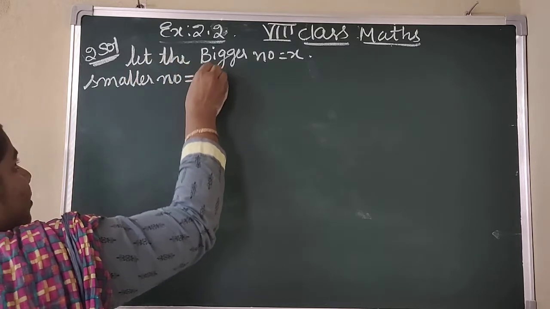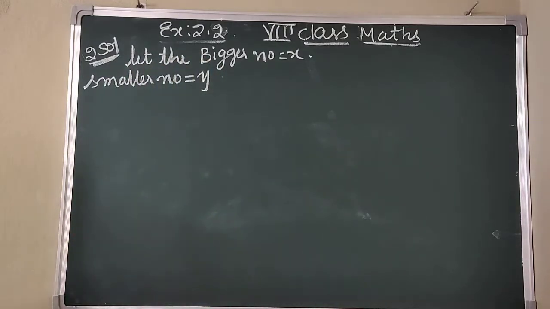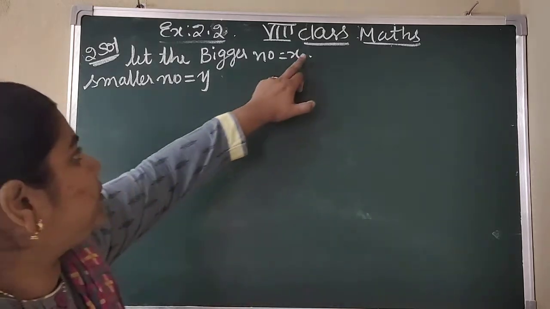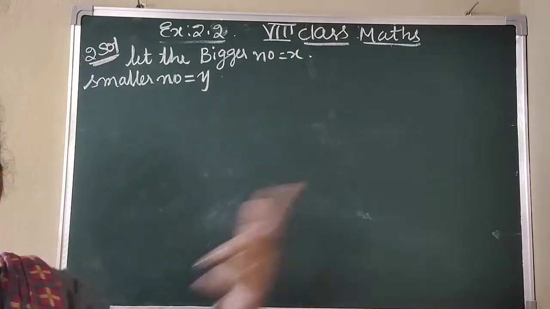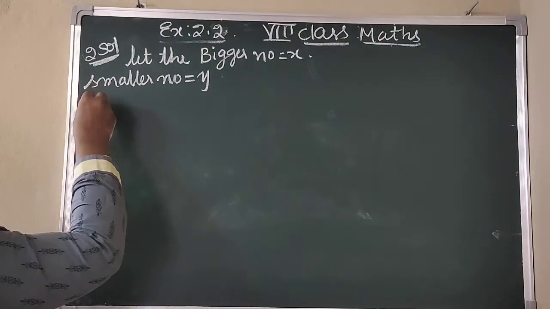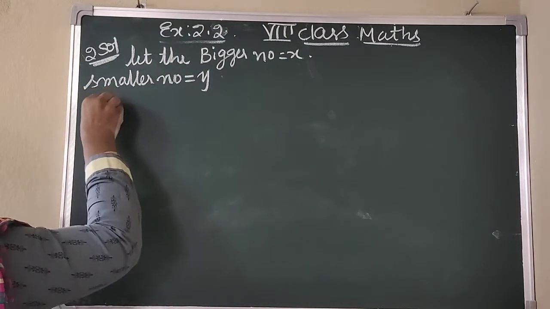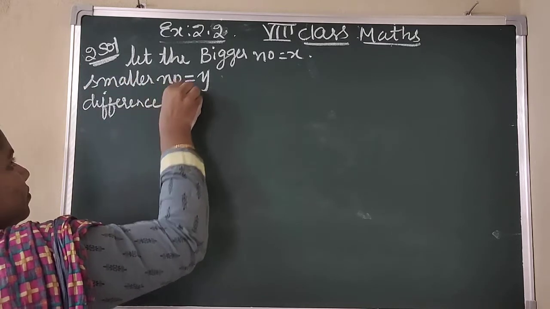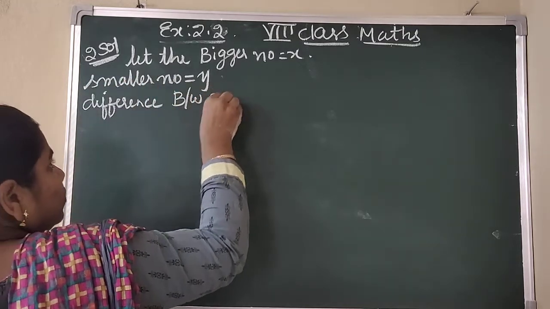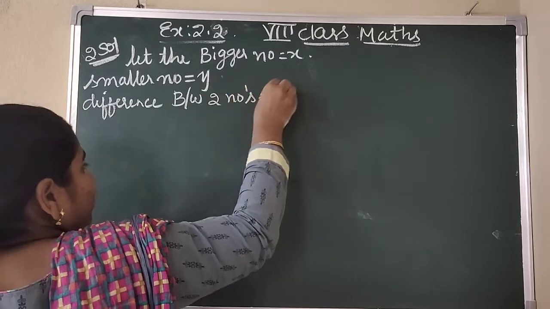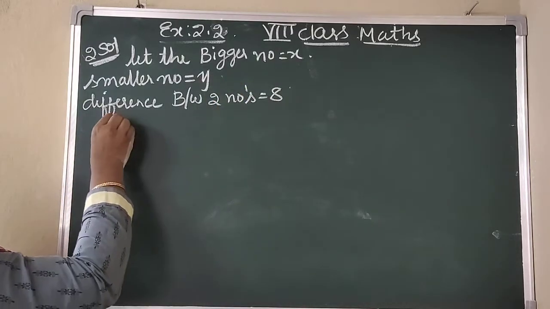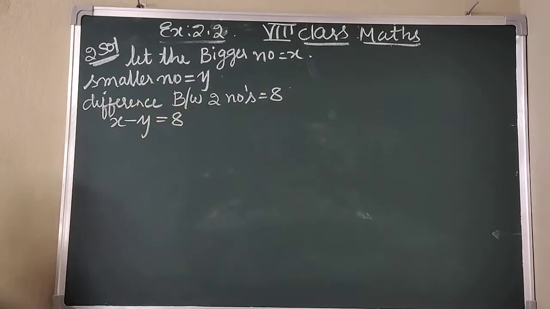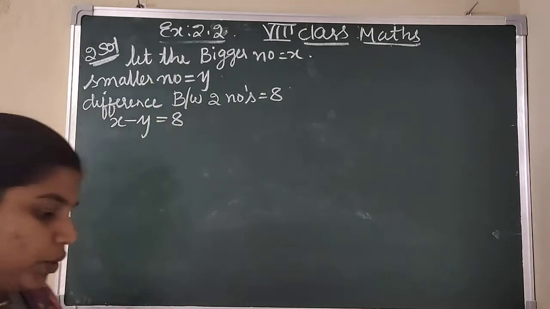and the smaller number be y. So what they told is, the difference between two numbers, if you are subtracting these two numbers, the result will be 8. So the difference between two numbers they have given as 8. So how to write that? That is x minus y is equal to 8.